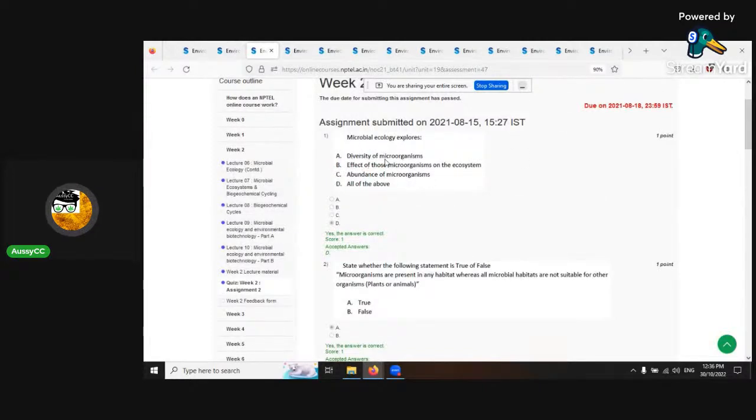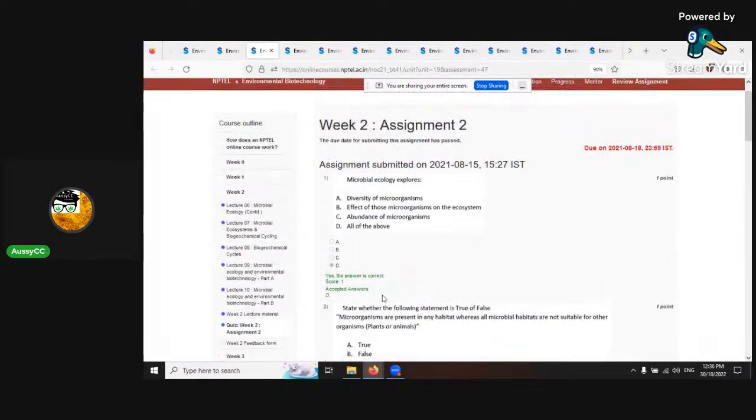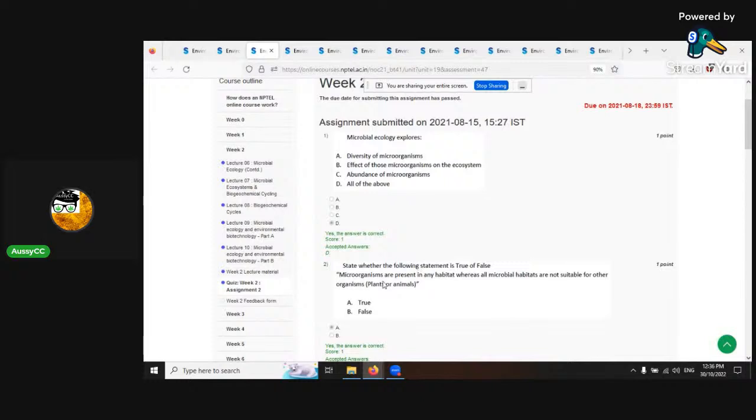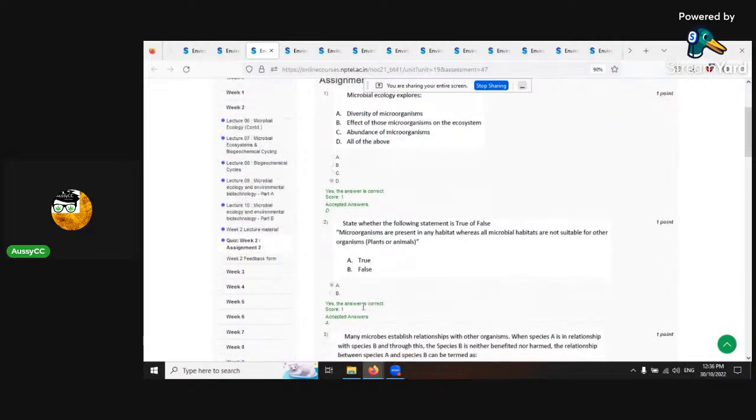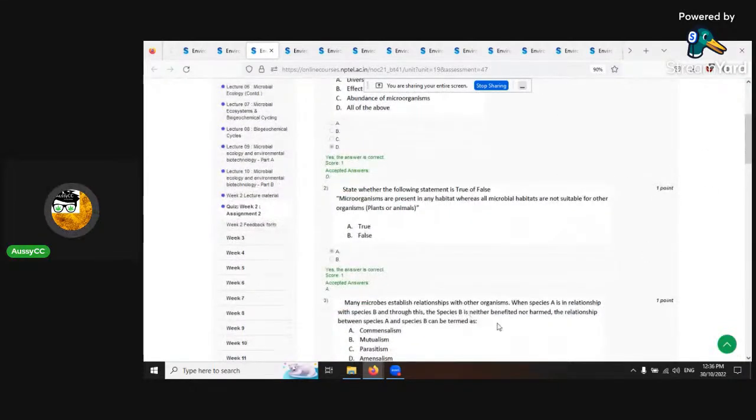Microbial ecology explores diversity, effects, and the abundance of microorganisms. D. State whether the following is true or false. Microorganisms are present in a habitat where microhabitats are not suitable, so it's true. Many microbes establish relationships with other microbes. When species A is in a relation with species B, species B is not harmed. The relationship between A and B can be termed as, well, it's co-beneficial. So it's commensal, A.